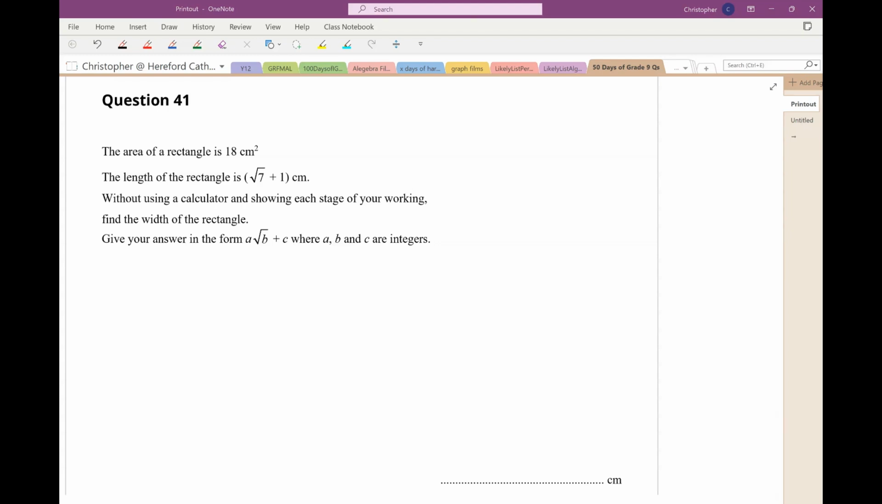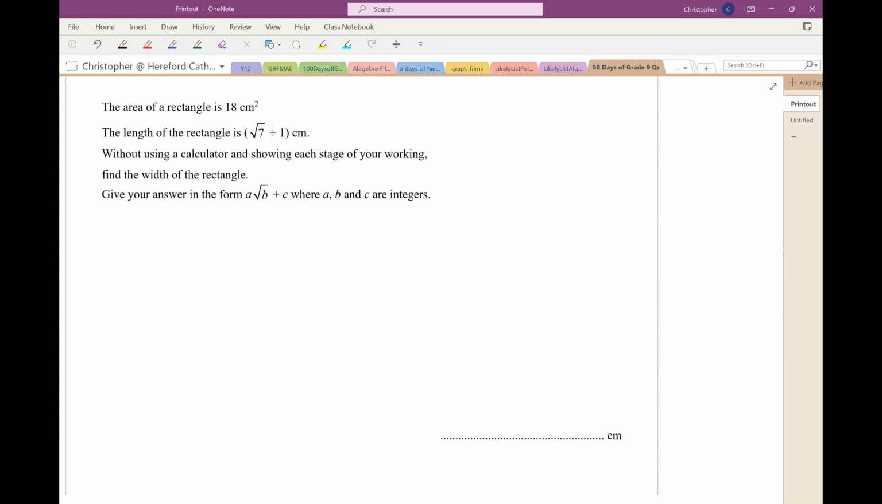Question 41. Looks like I'm dealing with surds here. The area of a rectangle is 18 square centimetres. The length is that. Find the width. Give your answer in that form. Now the width will be the area, 18, divided by the length. Look at that. So all it's asking me to do really is to rationalise the denominator here.